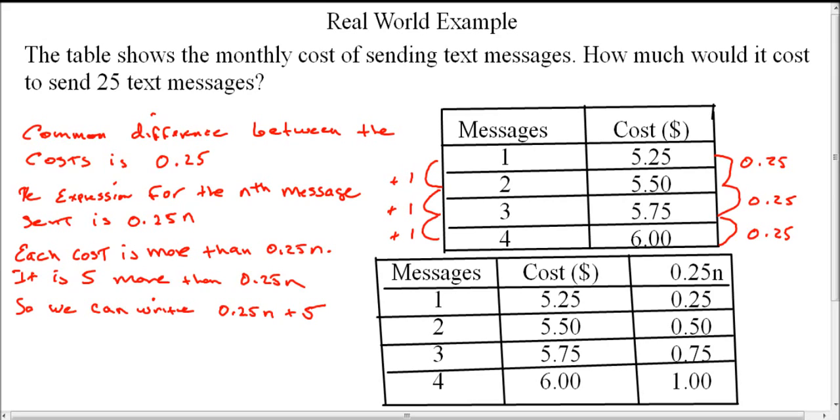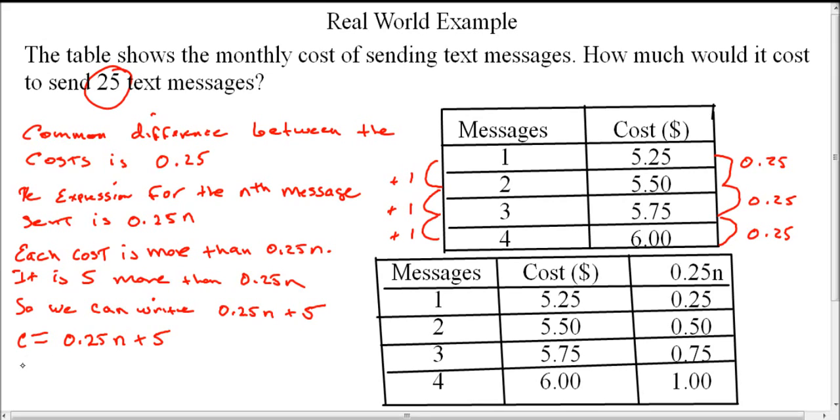Okay, and what would that expression give us? Well, it'll give us our cost. So now we can write an equation to say C, which is cost, is equal to 0.25n plus 5. And all we got to do is substitute any number at all for n and add it to 5, and we'll come up with our answer. Well, in the problem it says 25 text messages. How much would it cost?